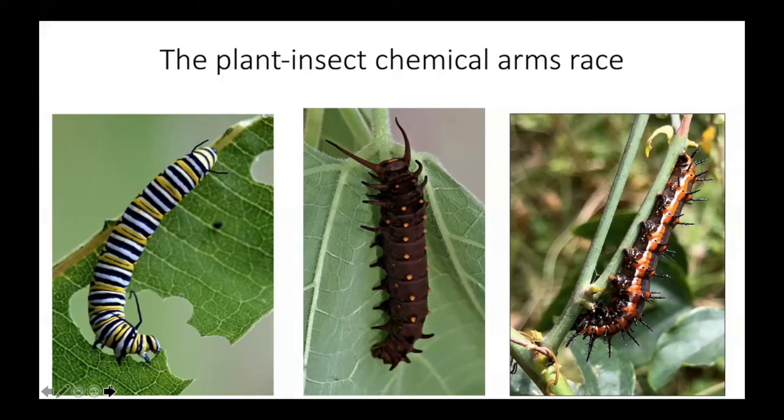So these caterpillars, these are a monarch, a pipevine swallowtail, and a gulf fritillary, are common examples that many of you will have seen and even encouraged in your native plant gardens. Monarchs are eating milkweed, the pipevine swallowtail is eating pipevine, and the gulf fritillary is eating passiflora, which I think one of the species at least is commonly called maypop. And so these guys are specialized to eat these toxic plants, and they therefore have a lot of different coping mechanisms.